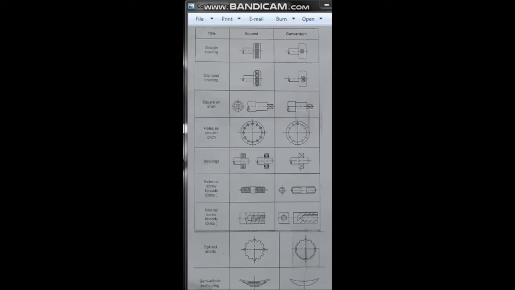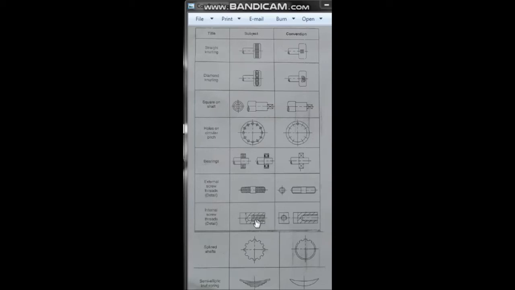You know where the leaf spring is used. It is used in vehicle suspension. And see, this is the leaf spring, and this is the symbol of the leaf spring. Spline shaft: this is the pictorial view of the spline shaft. You draw two circular holes, concentric circles, then dot this slot with the help of pencil and compass.